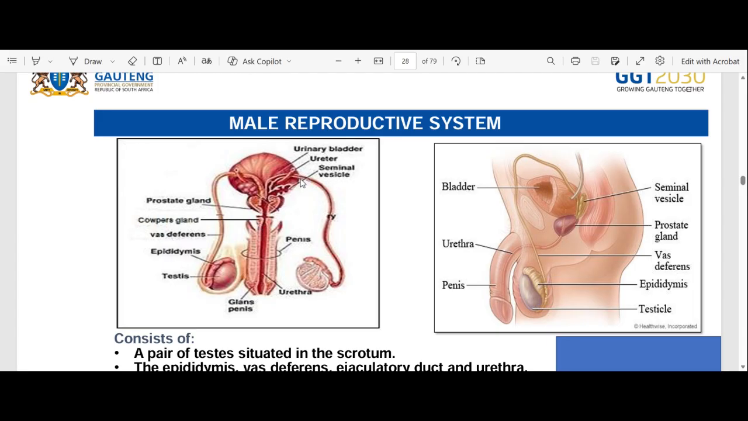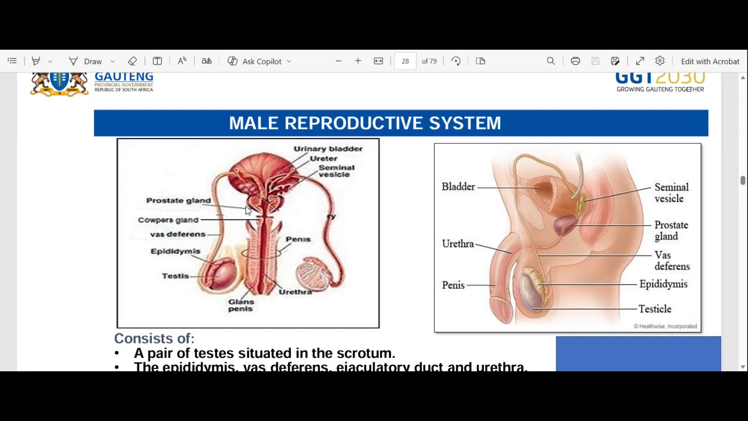And what's the function of each of these accessory glands? Let's start with our seminal vesicle. Our seminal vesicle will provide nutrition for the sperm, so that the sperm can move. Does that make sense? Because the sperm cannot move without nutrition.